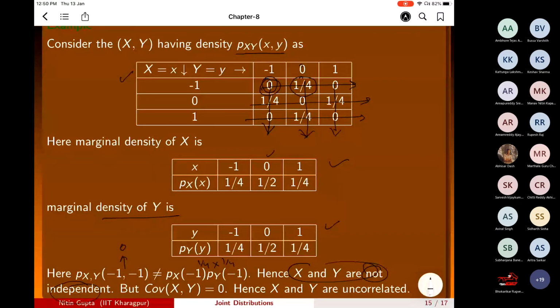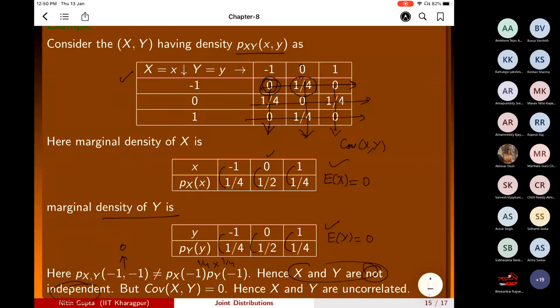But covariance xy, you can easily see, what is the mean of x here? What is the mean of y here? Can anybody tell? Mean of x is 0. Yes. Clearly minus 1 into 1 by 4 plus 0 into 1 by 2 plus 1 into 1 by 4, that is 0, and mean of y is also similarly minus 1 into 1 by 4 plus 0 into 1 by 2 plus 1 into 1 by 4, that is 0.